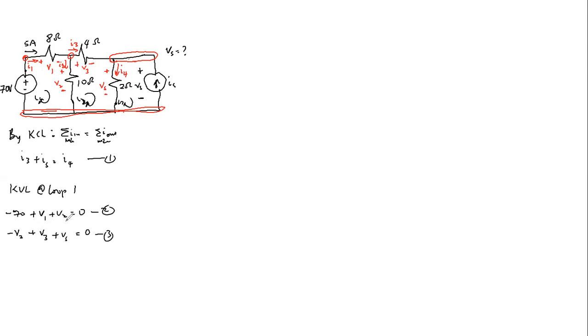Now we have two unknowns in equation 2. We have three unknowns in equation 3. So if we're able to estimate the value of one of the variables here, then we could solve for the other. And we know the current flowing through V1. The current flowing through V1 is 5 ampere. So with that, through Ohm's law, we can estimate V1. By Ohm's law, V1 is the same as I1 times 8, which gives us 5 times 8, which is equal to 40 volts. Okay, so V1 is equal to 40 volts. We have that.